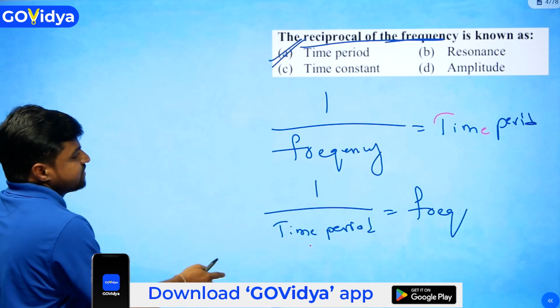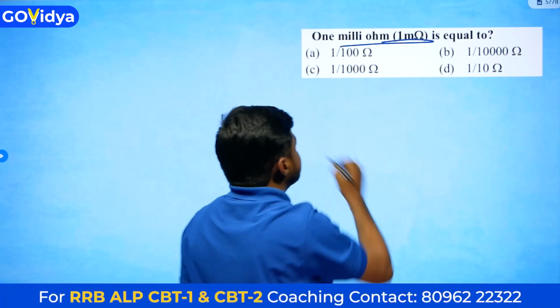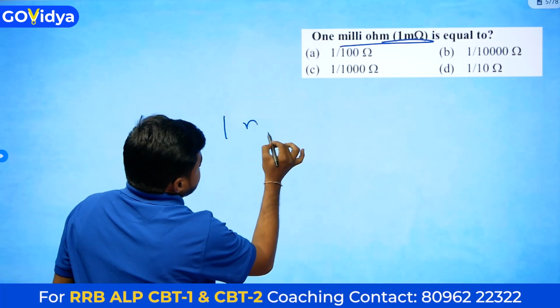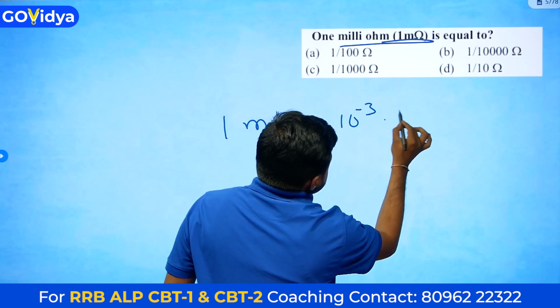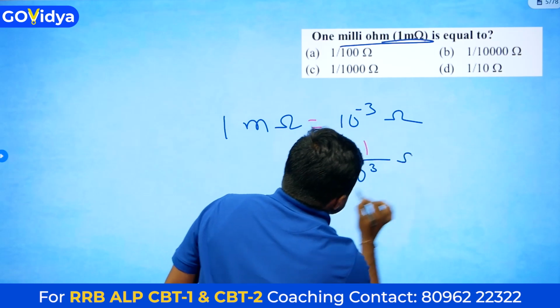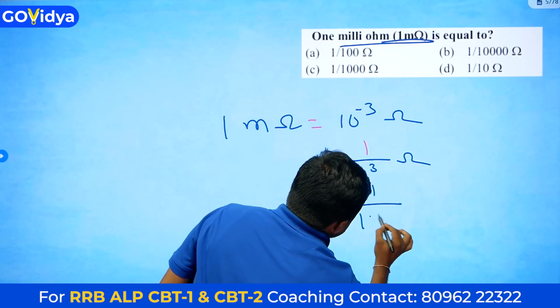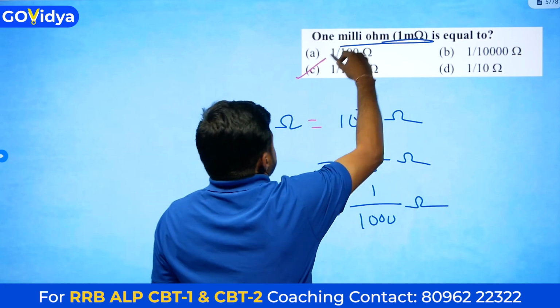Okay, next question, 1 milliohm is equal to 10 power minus 3 ohms. We can also write 1 by 10 power 3 ohms. We can also write 1 by 1000 ohms. From the options, option C is the correct answer.